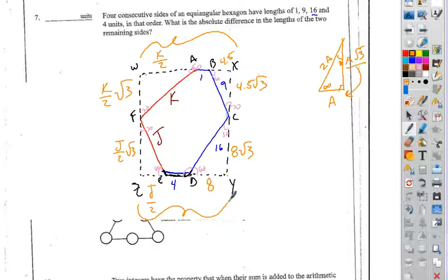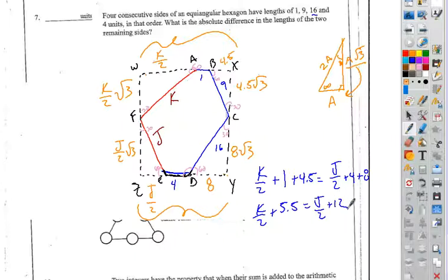All right, so let's go ahead. We know that K over 2 plus 1, because that's 1, plus 4.5 must equal J over 2 plus 4 plus 8. Let's simplify this. So I have K over 2 plus 5.5 is equal to J over 2 plus 12. I don't particularly love having the divided by 2, so I'm going to multiply everything by 2 to get rid of my fractions. And so I get K plus 11 is equal to J plus 24.